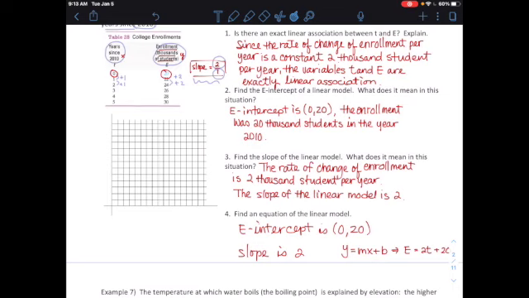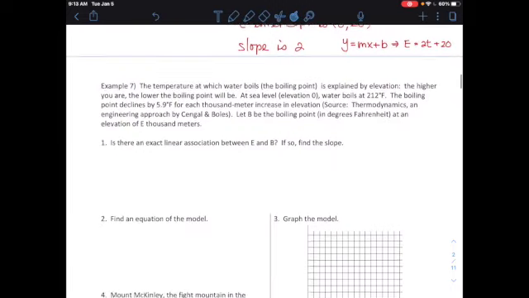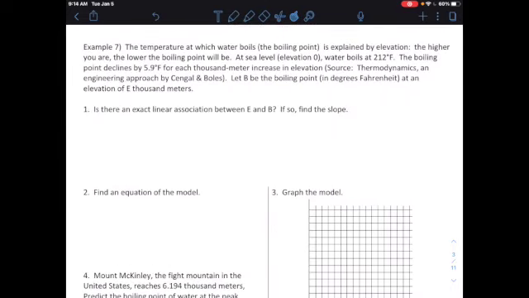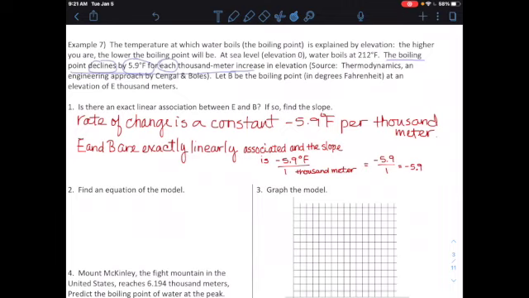Okay, on to example number 7. The temperature at which water boils, the boiling point, is explained by elevation. The higher you are, the lower the boiling point will be. At sea level, level means 0, the water boils at 212 Fahrenheit. The boiling point declined by 5.9 degrees per each 1,000 meter increase in elevation. So here are the words I put down. Rate of change is a consistent negative 5.9 degrees Fahrenheit per 1,000 meters.